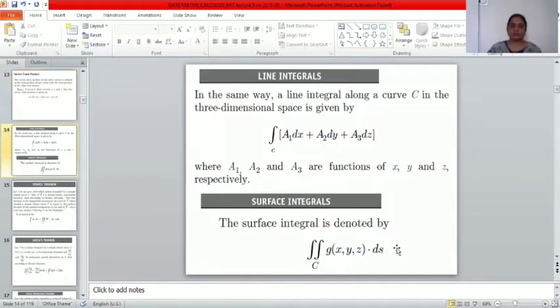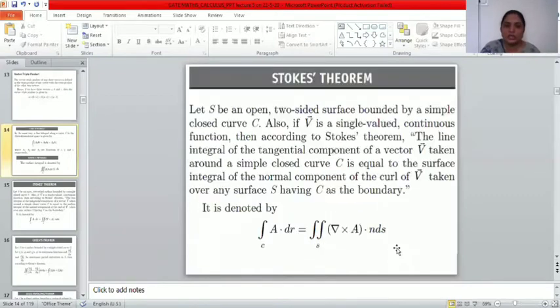Okay, next. So what is the line integral? Line integral is always a single integration, and a1, a2, a3 are functions of x, y, z respectively; actually they are the components of a vector. So line integral can be defined as a1 dx plus a2 dy plus a3 dz, where a1, a2, a3 are components of some vector a1 i bar plus a2 j bar plus a3 k bar. So it is line integral. The surface integral is then the double integration of g of x, y, z dot ds.